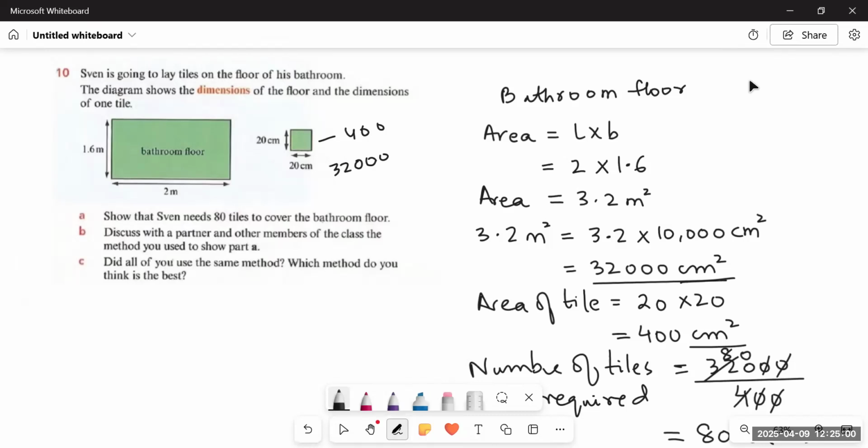Now they're saying discuss with your partner and other members of the class the method you used to show part A. Did all of you use the same method? Which method do you think is the best? You can use other methods as well. Like you can find the area of the small tile and multiply it directly with 80 to see whether you get the same area as the bathroom floor. And then you can find the area of the bathroom floor later. There are multiple methods to solve each and every question in mathematics, and you can go for the one that you like or the most convenient one.